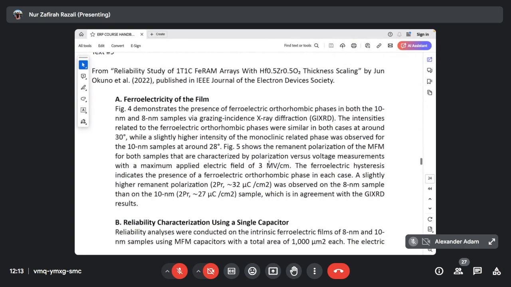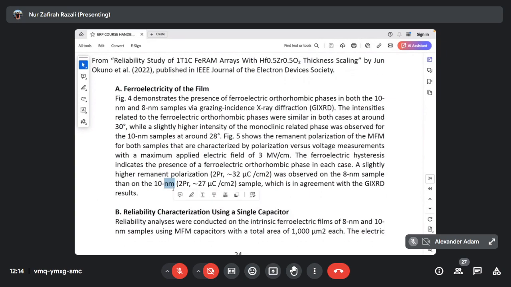What does MV stand for? Anybody know? Megavolt. Okay. The ferroelectric hysteresis indicates the presence of a ferroelectric orthorhombic phase in each case. A slightly higher remnant polarization was observed on the 8nm sample than on the 10nm sample. What does nm mean here? Nanometer. Okay, 10 nanometer sample, which is in agreement with the GIXRD results.